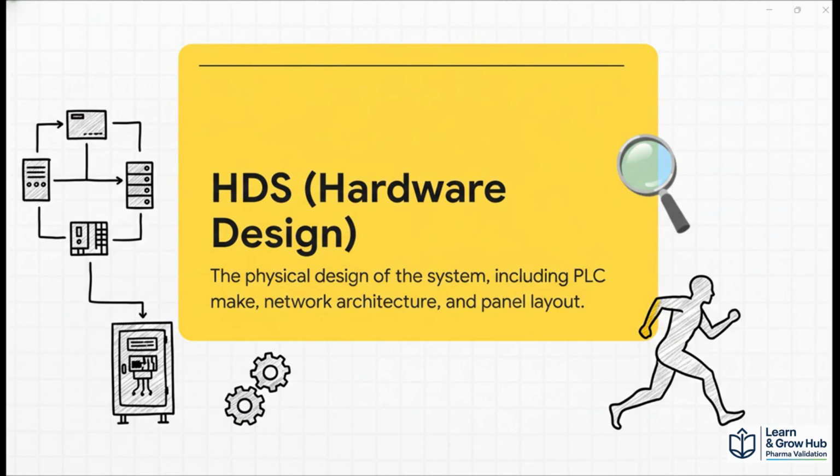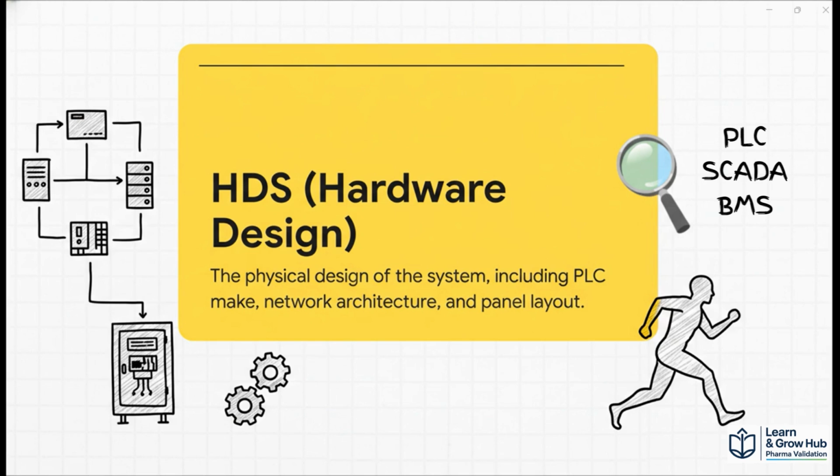In some cases, you will also have a hardware specification or HDS. This explains the physical design of the system. It includes the PLC make and model, network architecture, and the panel layout. While it is not always mandatory, it is very helpful for PLC, SCADA, and BMS projects.